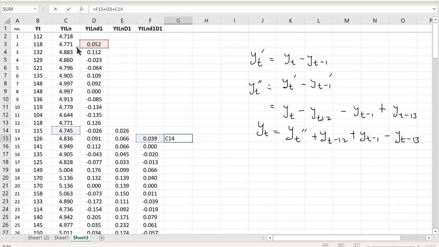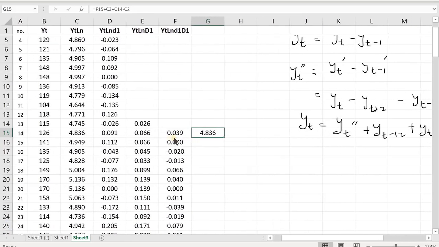This one is ln. Okay, and then minus yt minus 13. Okay, 14 minus 13, 1. Okay, so minus 1 equal. Okay, so when we check back the data, this is the differenced data, and this is the undifferenced data. So it should be the same with this one, which only consists of ln.